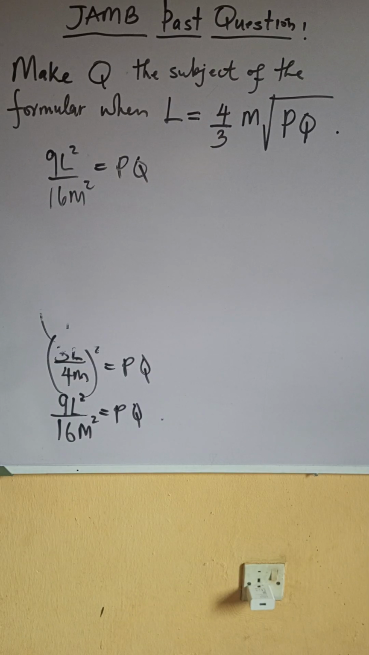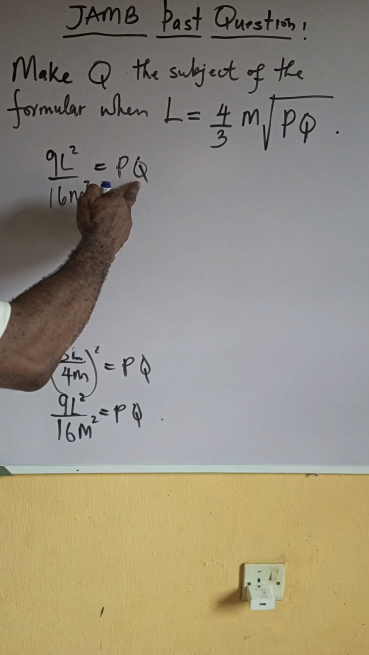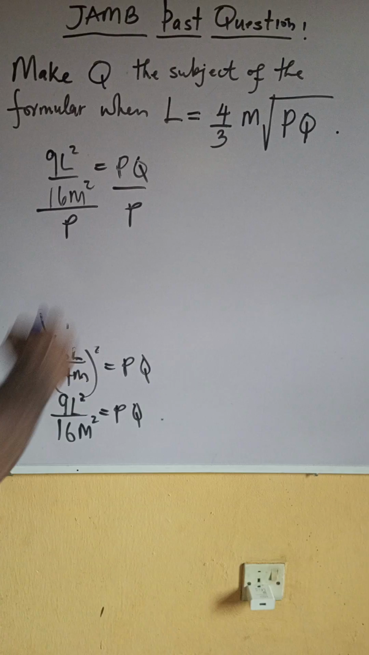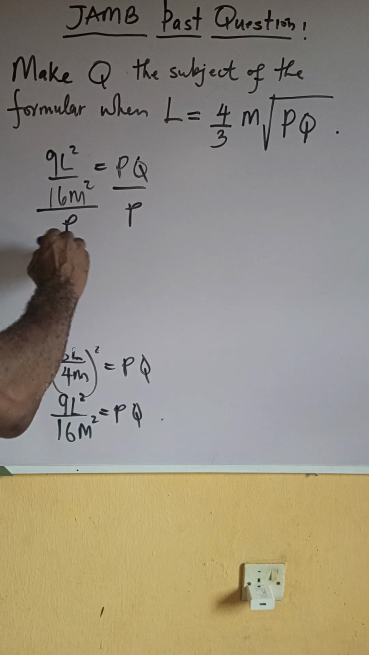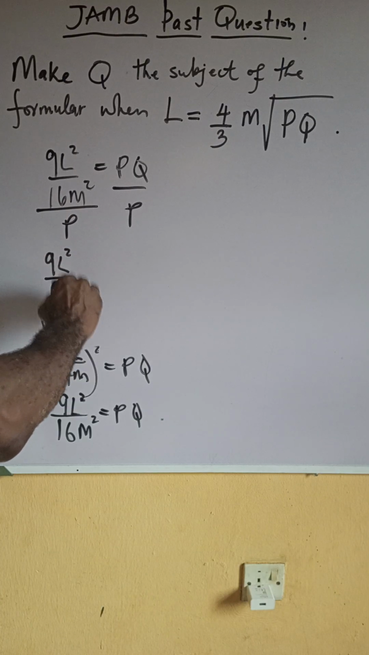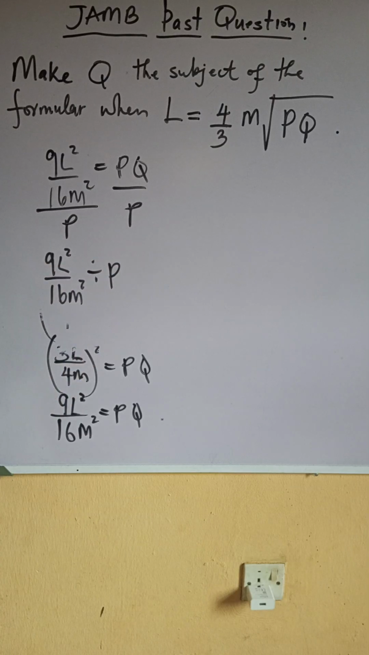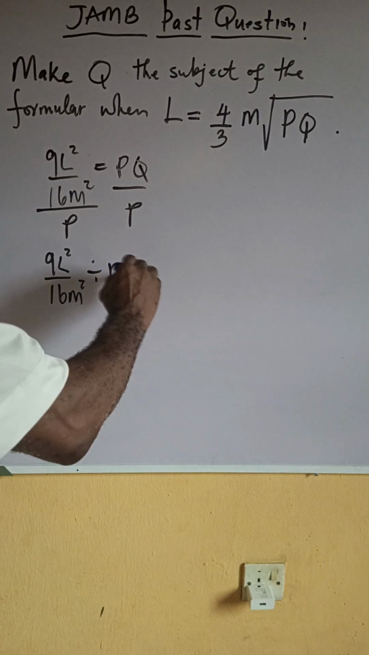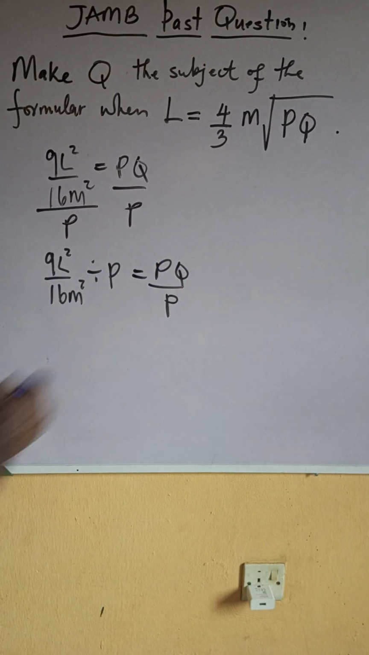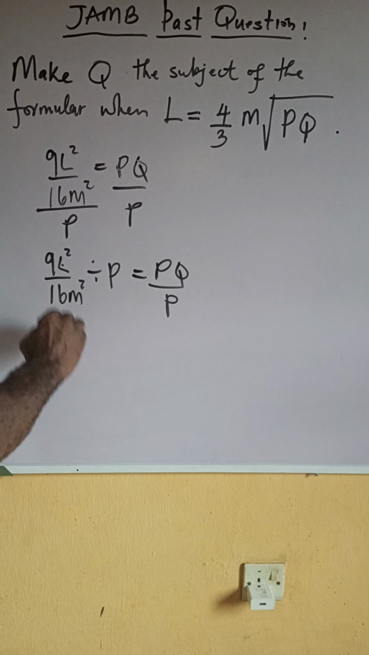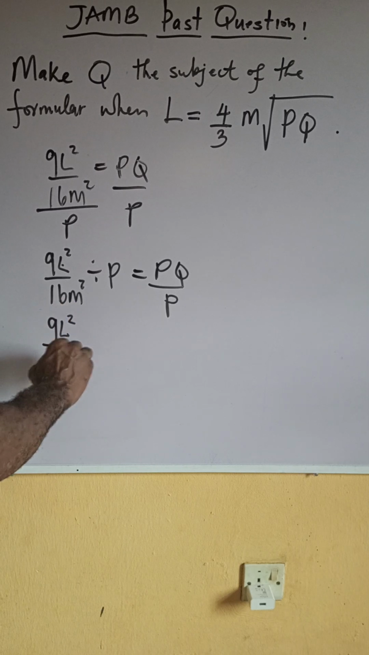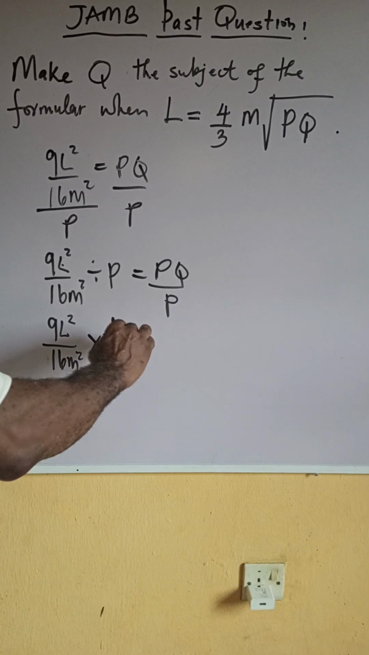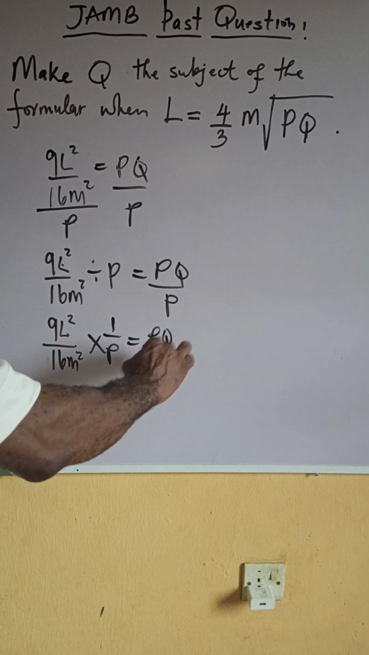You know, since we are making Q the subject of the formula, we are going to divide both sides by P. Divided by P. All right. So that's 9L squared all over 16M squared divided by P equal to PQ all over P. Alright, this will look like 9L squared all over 16M squared multiplied by 1 all over P, is equal to PQ all over P.